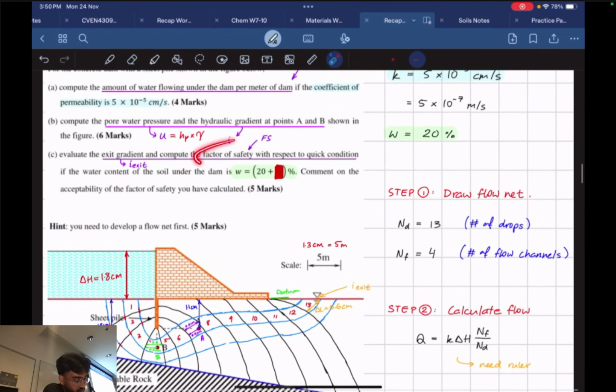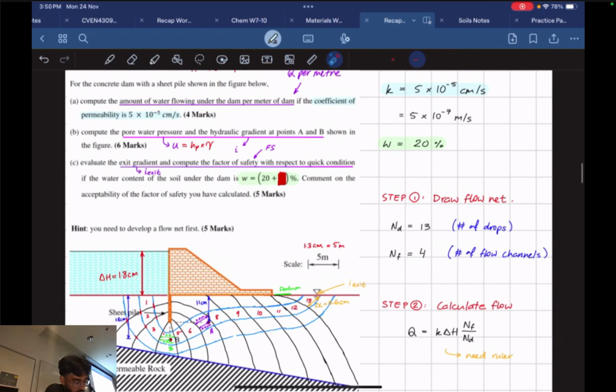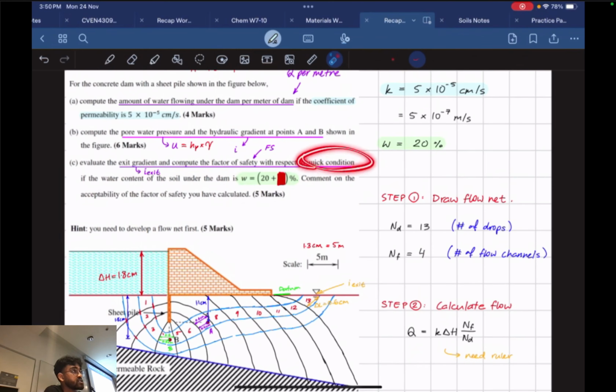They've also asked us to find the factor of safety, which isn't really covered in the lectures, so that's why I want to go through it. And also comment on the acceptability. They mentioned it very, very briefly. They've also given you a W value, which you're going to need to find your quick condition gradient.